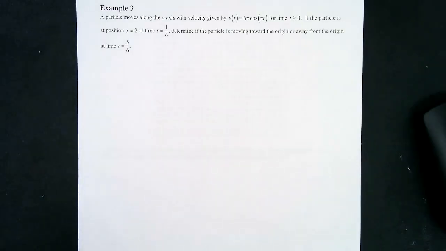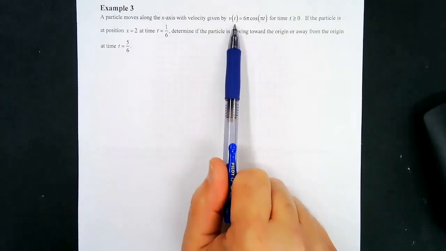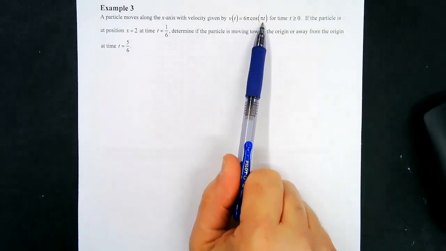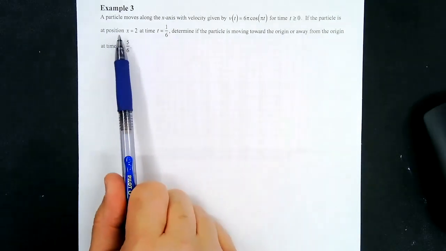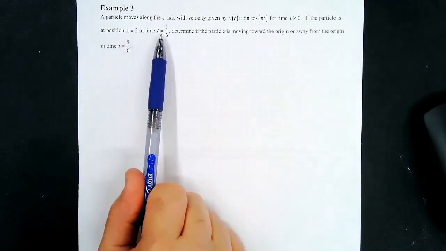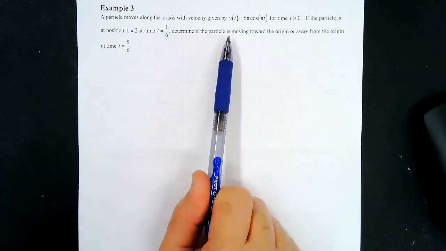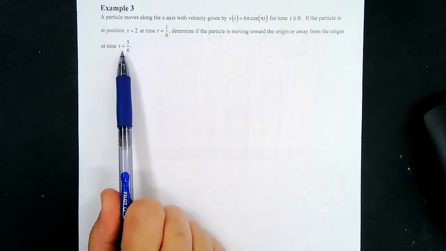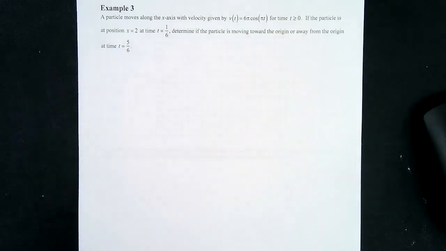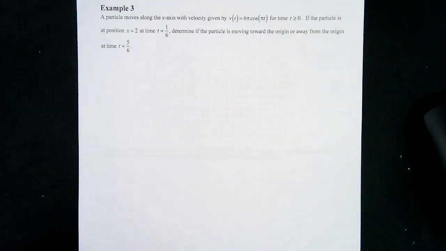So for this next example, example 3, again, a particle is moving along the x-axis. We're given the velocity function 6 pi cosine of pi t for time t is greater than or equal to 0. If the particle is at position x equals 2 at time t equals 1/6, determine if the particle is moving towards the origin or away from the origin at time t equals 5/6. So to know if a particle is moving towards the origin, towards 0, 0, or away from it, right? What we have to look at is, okay, what is the position at that moment in time at 5/6?